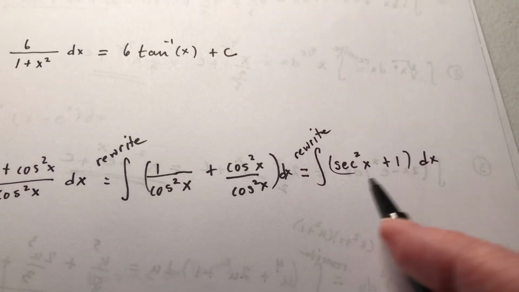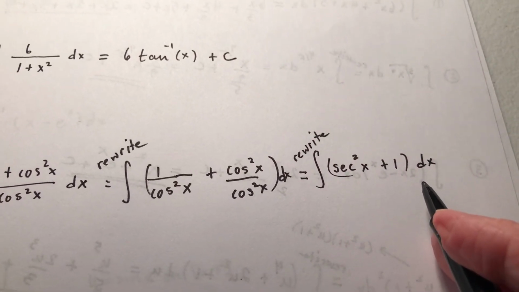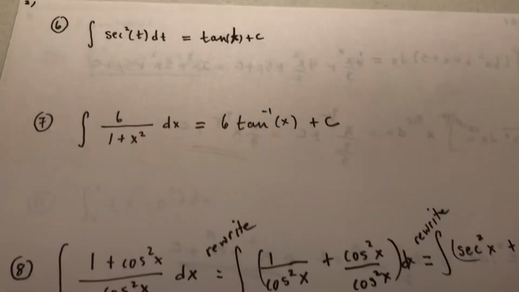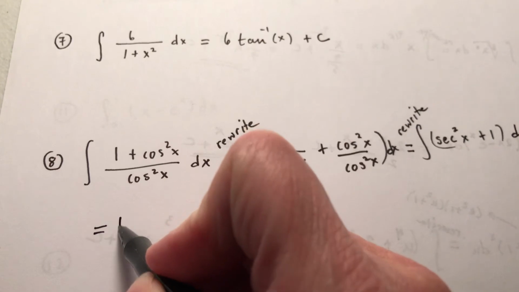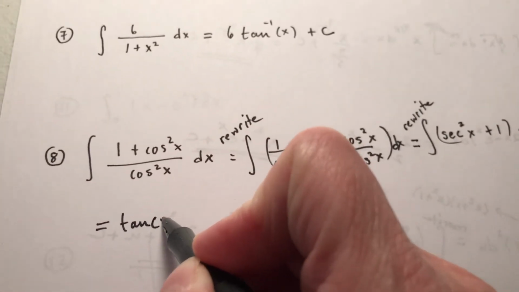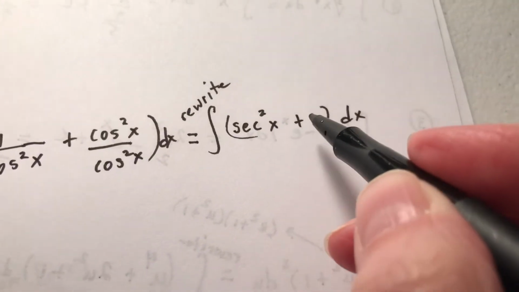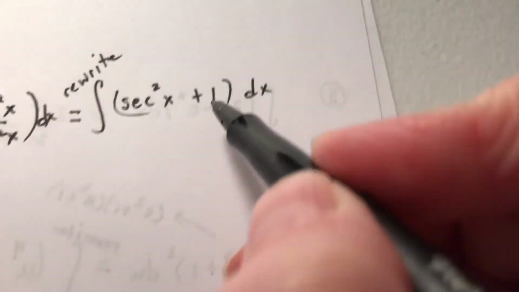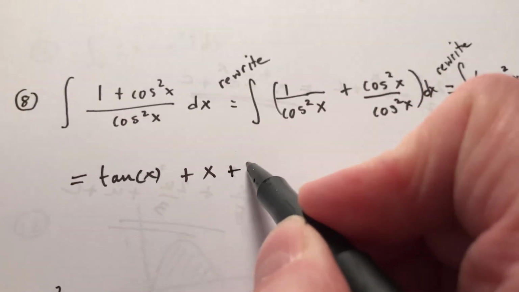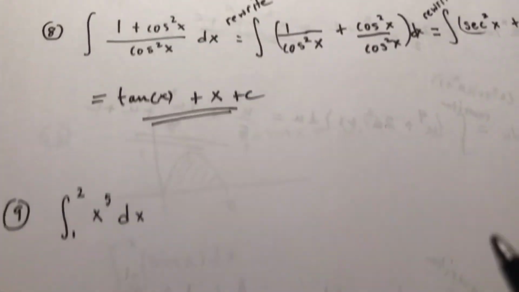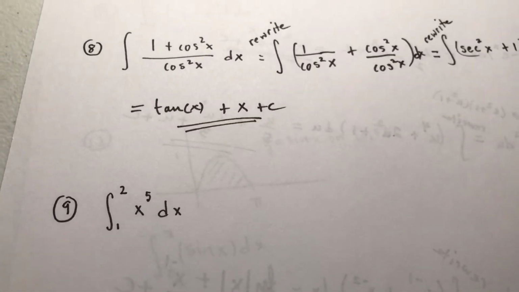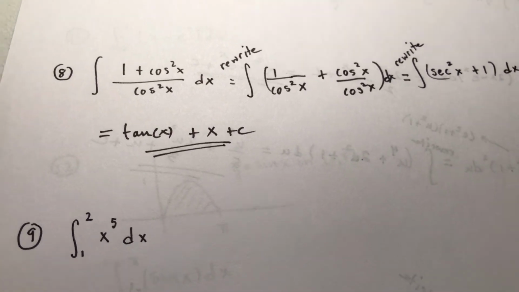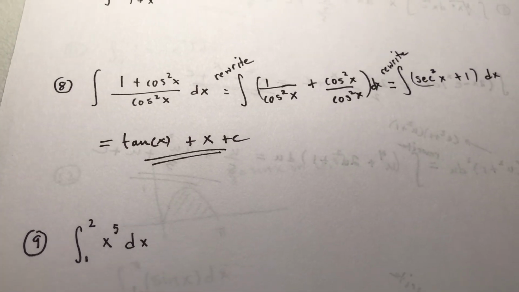And now I can separate these and integrate, because the integral of secant squared, well, it was up here, is tangent. I'll write it down here. So I get the tangent of x, that's for this one, plus, and no more integral, plus x, because the integral of 1 is x, plus c. Last one, this is going to be a definite integral, so I'll be back with number 9.